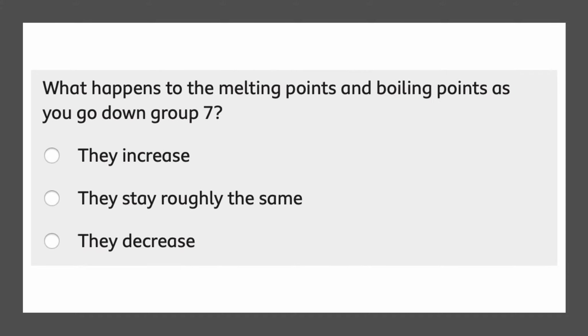Next question. What happens to the melting point and boiling points as you go down group 7? So this is something you need to remember as well. They increase, and it's not that and not that, and that should give you 1 mark.